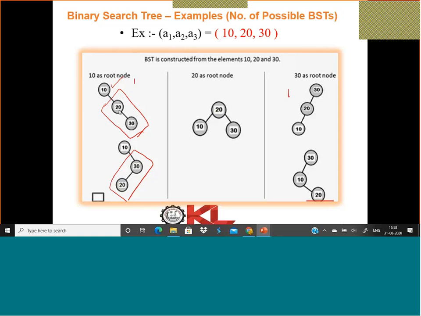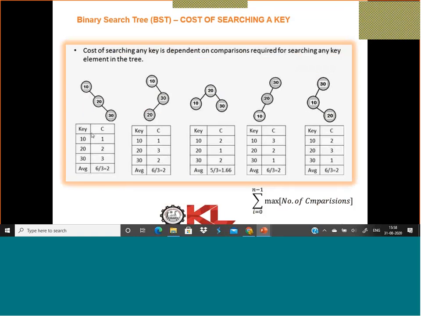Okay. So this is what the different trees we are constructing. When there are different trees, what is the difference here? Let us find out for each tree. Let us compute what is the cost involved here. The purpose of the binary search tree is that I want to search a key which is there in the database or in the binary search tree.